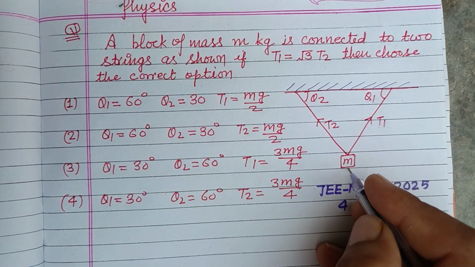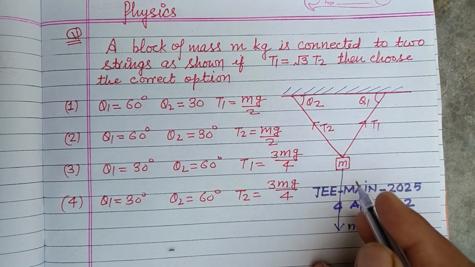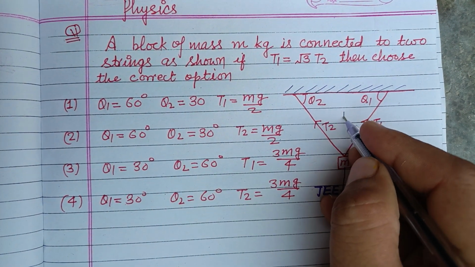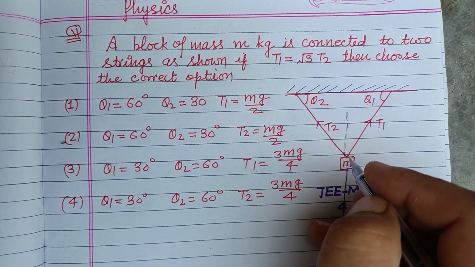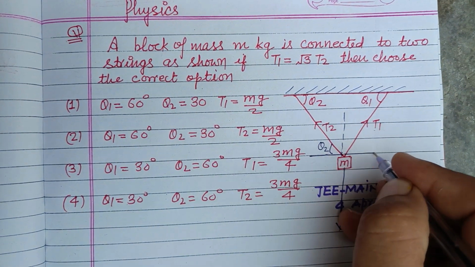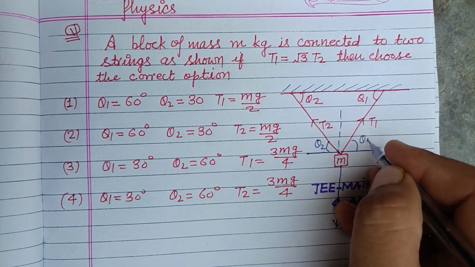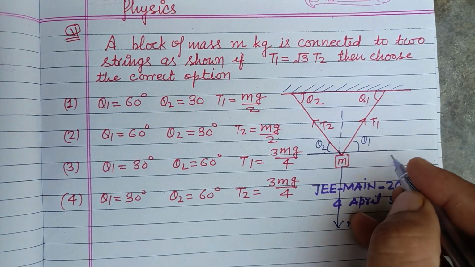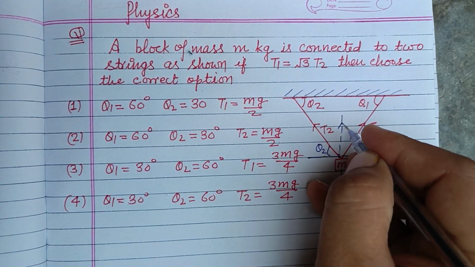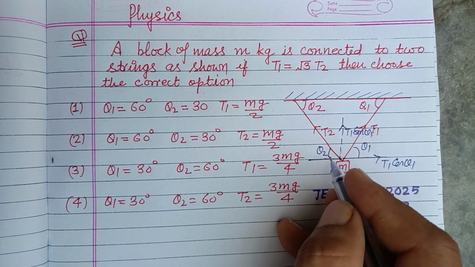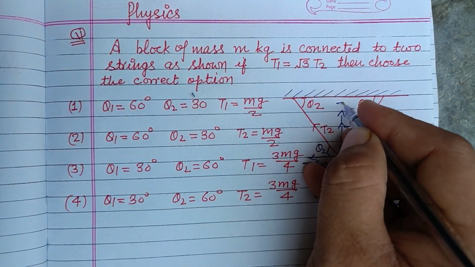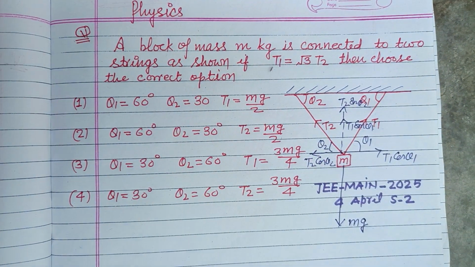hanging. So first we take the weight of this block, mg, which acts in the downward direction, and here is the normal point. If this is theta 2, then this is also theta 2, and if this is theta 1, then this is also theta 1. So we resolve T1 into T1 cos theta 1, here T1 sin theta 1, here T2 cos theta 2, and here T2 sin theta 2.